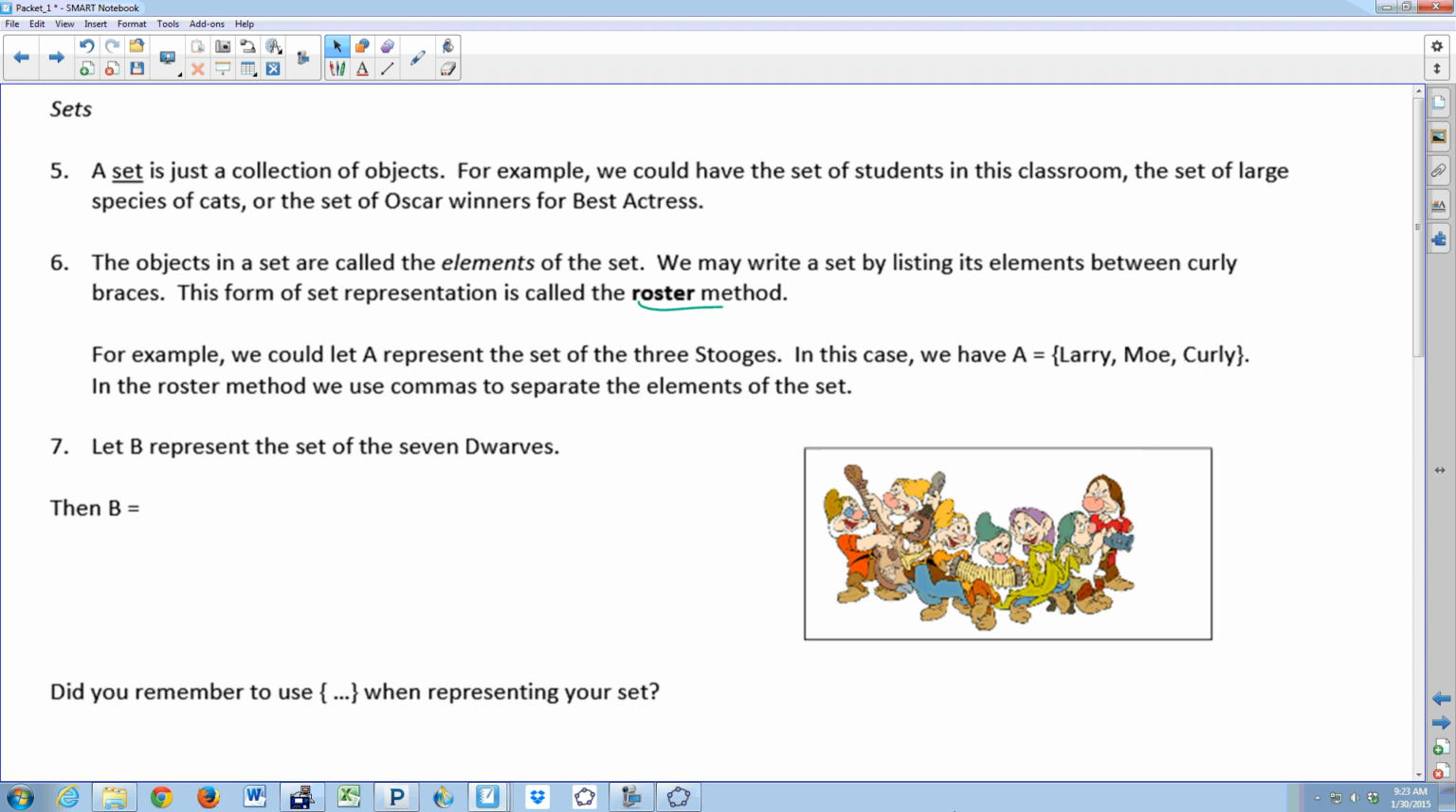So if I wanted to represent, often we use capital letters like A or B or C to represent a set. And then what's really critical when you represent a set is to use these little curly cues right here. These are called braces. And so if I was representing the set of the Three Stooges, we would list each name, Larry, Moe, and Curly, and we would put a comma in between each element.